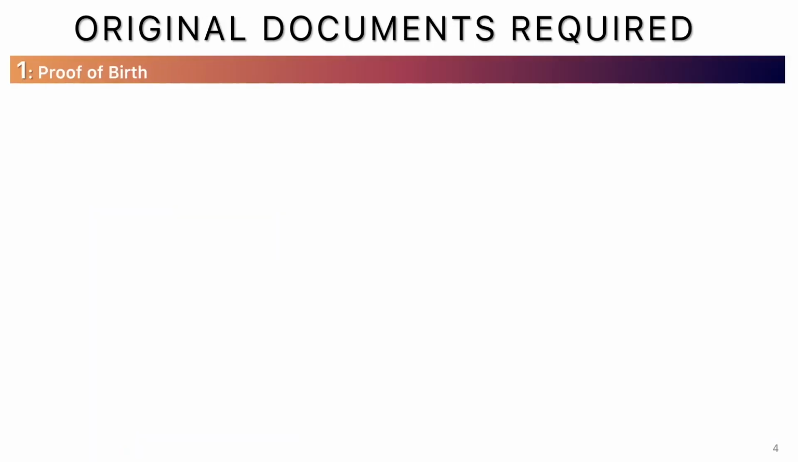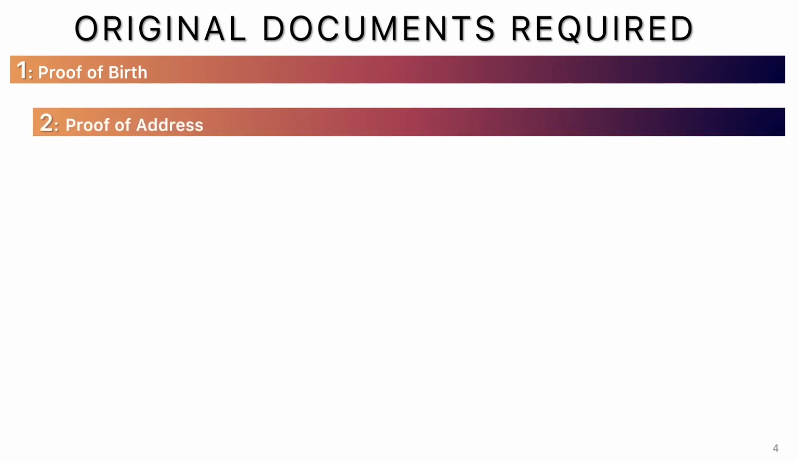What are the documents required for a passport? Proof of birth. There are multiple documents which can be submitted as proof of birth. Aadhaar card can also be used as proof of birth. Proof of address: you need to provide the current address where you have been residing for more than a year.